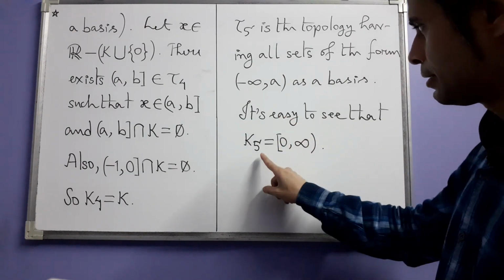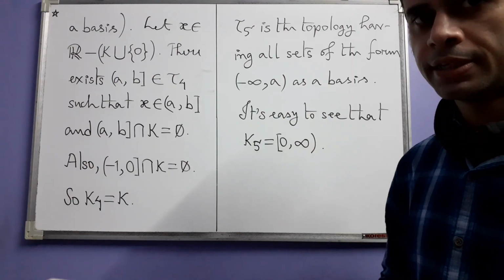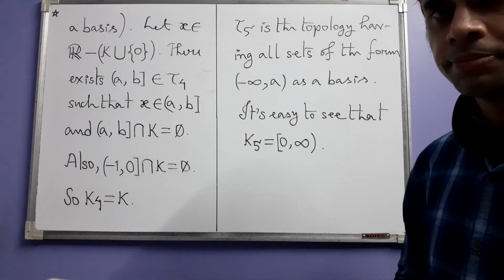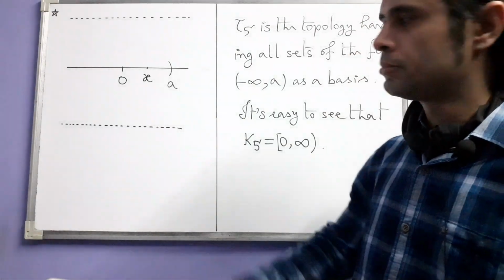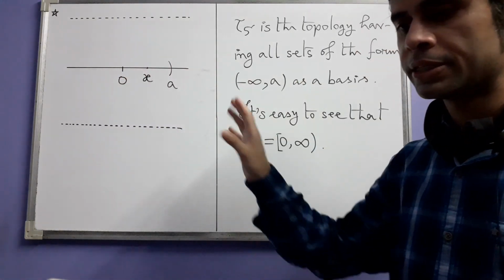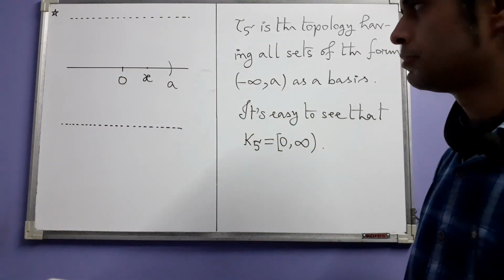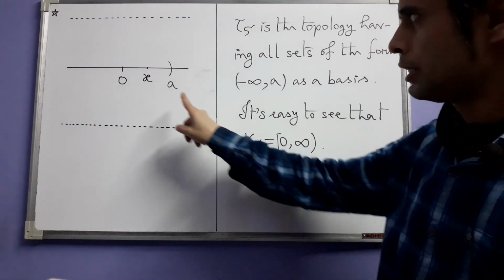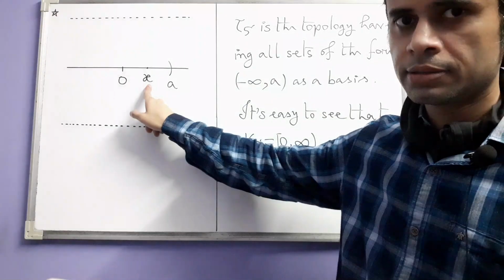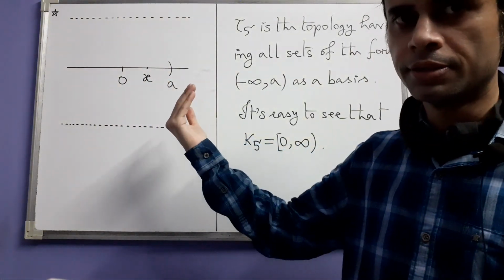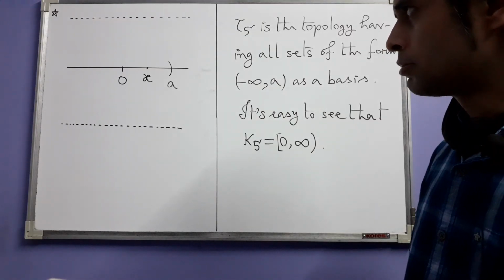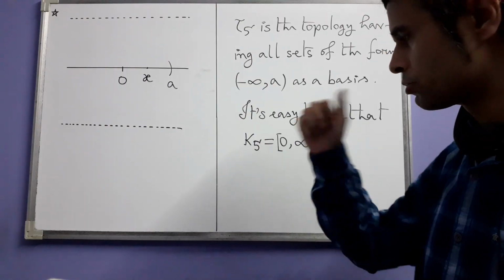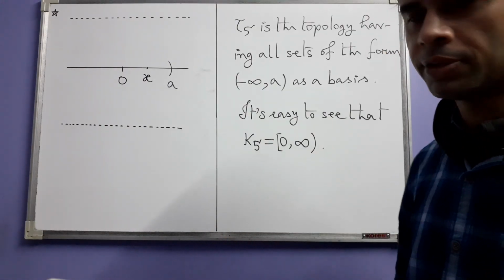It's easy to see that K5 is the set of all non-negative real numbers. But how is it easy? Let's now elaborate. You look at this diagram where you can see the real line. The only thing is that now the topology is tau 5, not the standard topology. Let's now concentrate on any positive real number x. It will obviously lie to the right of 0. Now, what makes this x an element in the closure of K, that is an element in K5?